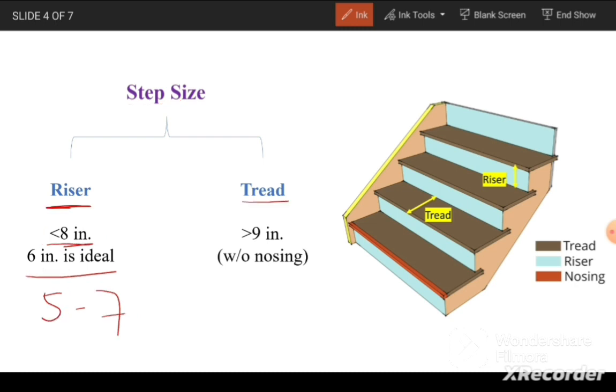Similarly, the tread should be more than 9 inches without nosing, and with nosing it should be more than 10 inches, because we provide nosing equal to 1 inch or a maximum of 1 inch. The distance from the riser up to the nosing should be more than 9 or 10 inches, and the riser, meaning the distance from the top of one tread up to the top of the second tread, should be equal to or less than 8 inches.